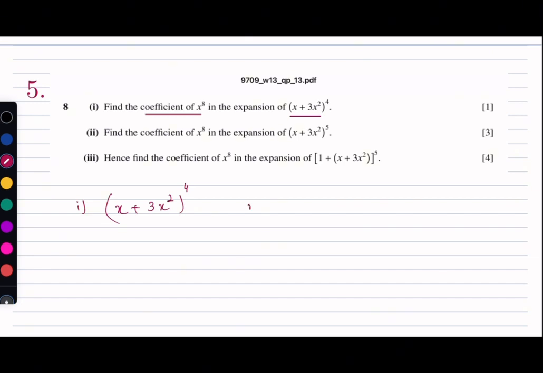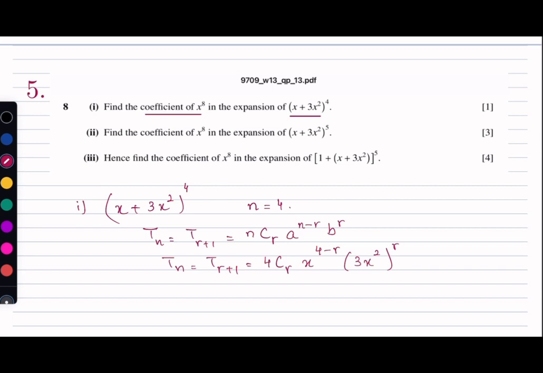So term formula with n equal to 4. We know the term formula, it's Tn which equals T(r+1), that equals nCr a to the power n minus r and b to the power r here. So applying this formula, T(r+1) is 4Cr, a is x to the power 4 minus r, and then (3x²) to the power r here.